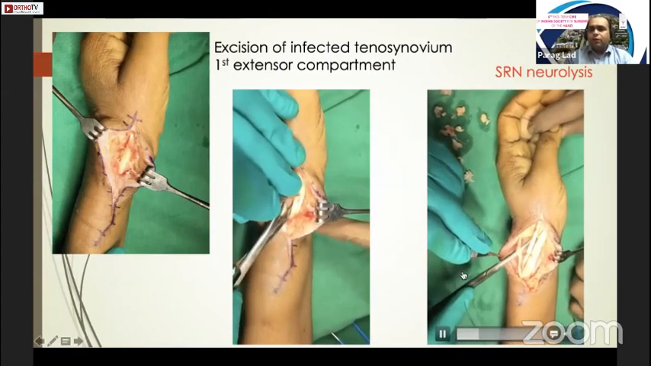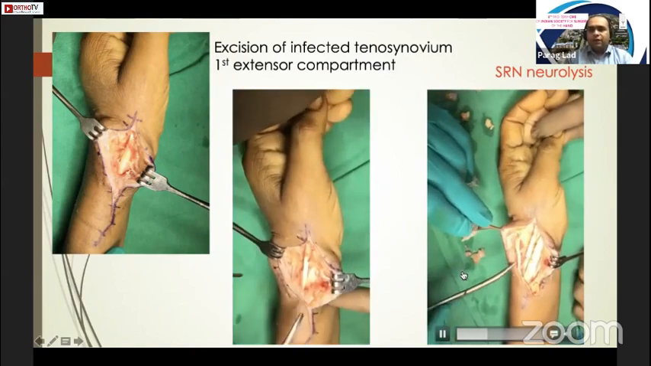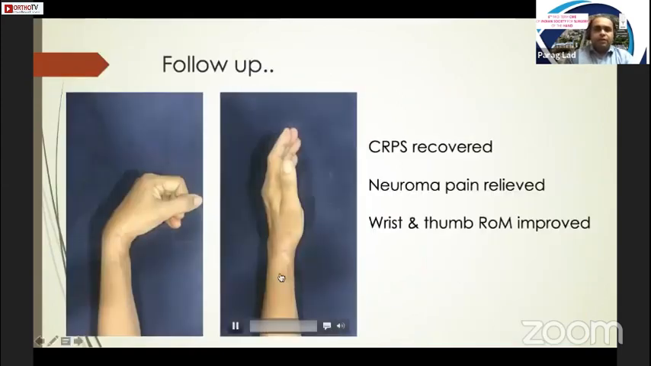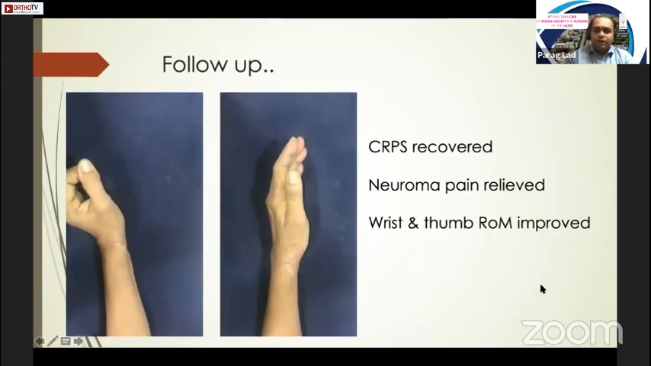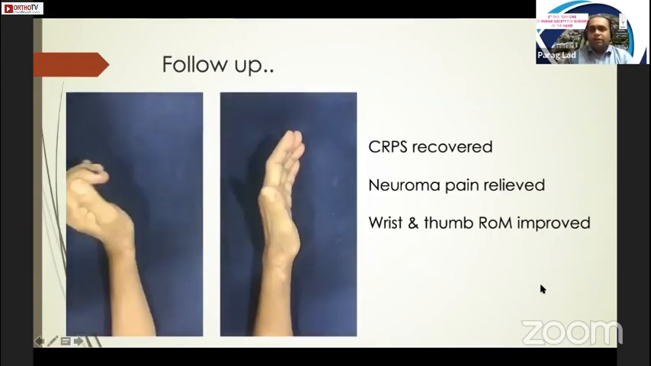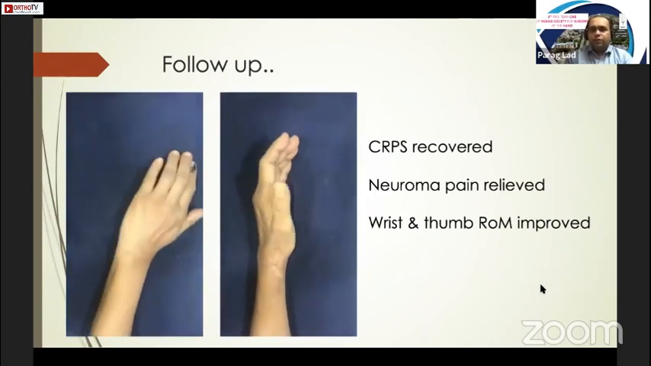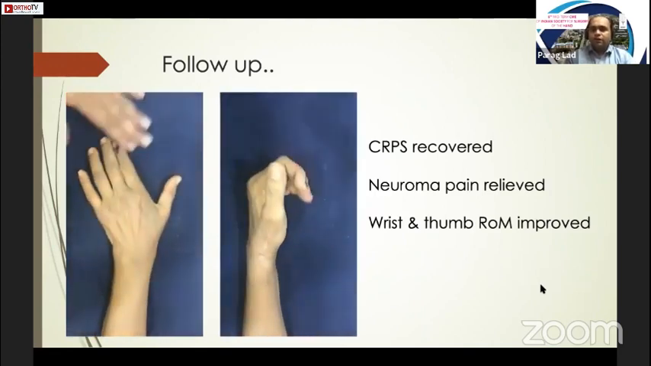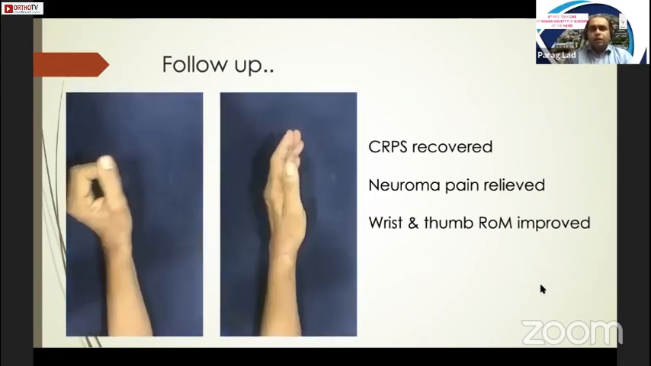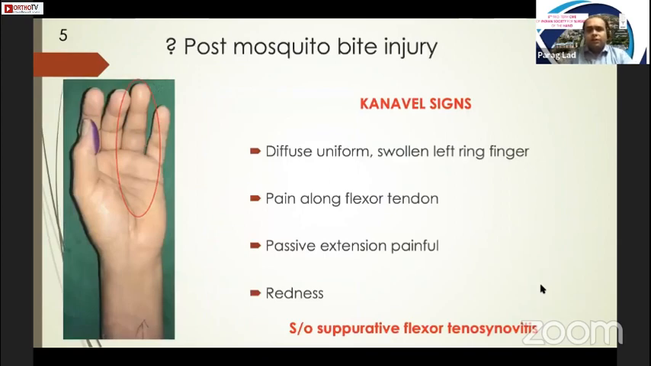In this video, I am doing neurolysis of the superficial radial nerve, and these patients usually heal by primary intention with good range of movement. Her CRPS recovered the moment we considered the neurolysis of the superficial nerve and we controlled the infection. Now, I would like to take one more case; this was a case of a post-mosquito bite injury.